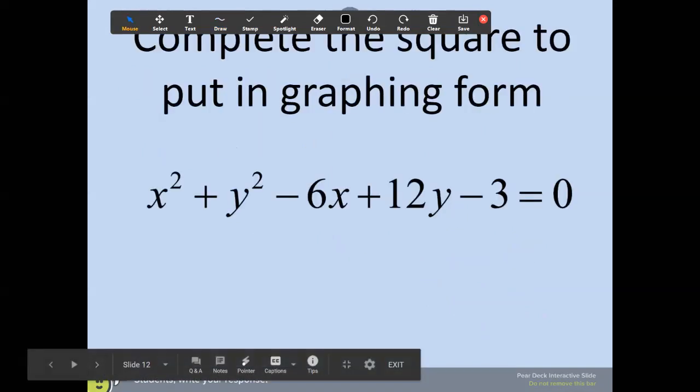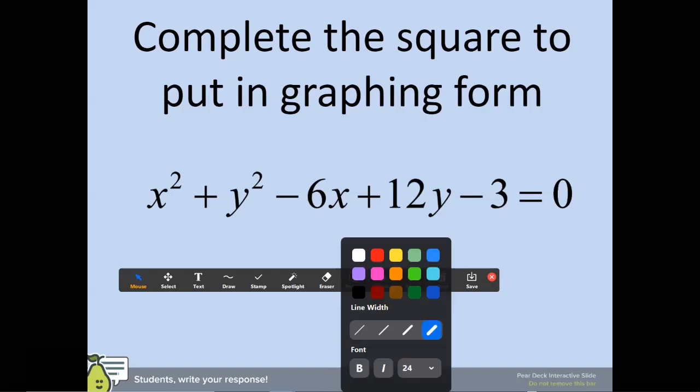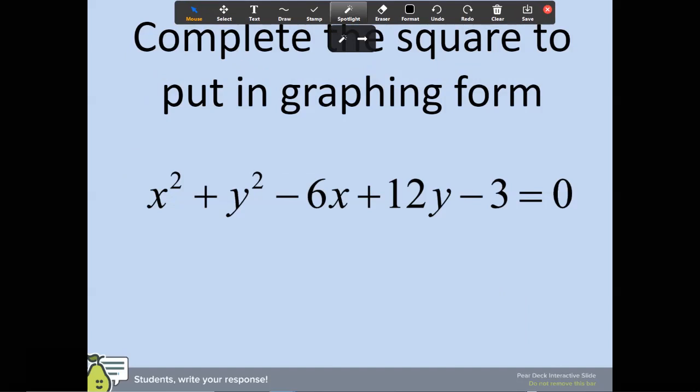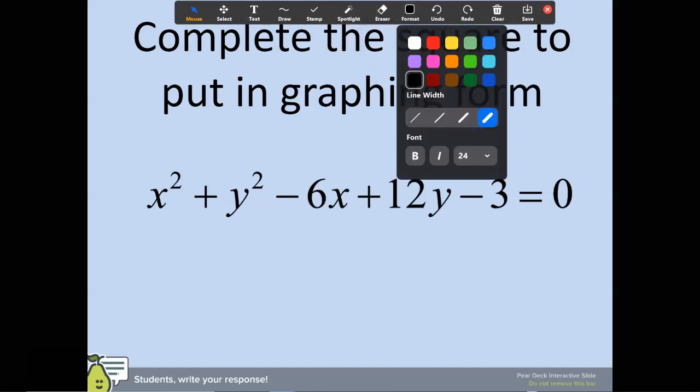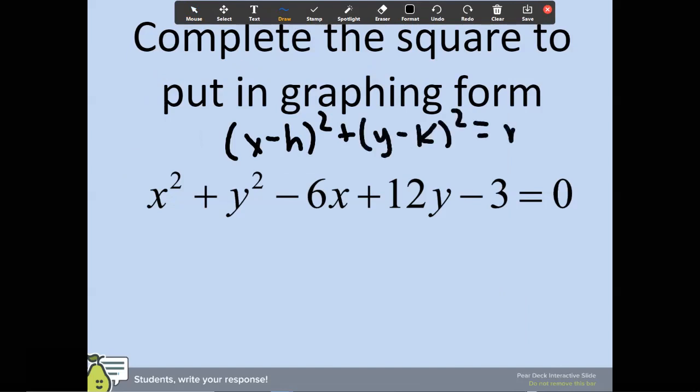So on this one, let me move this so we can read it. We are going to complete the square to put in graphing form. Seeing this, this is actually going to be a circle. And just to make sure we understand what we should be trying to get, for a circle, we should be trying to get the following: X minus H squared plus Y minus K squared equals R squared. And R squared is just going to be a number. Don't worry about squaring that. Whatever number you get there, that's your R squared.